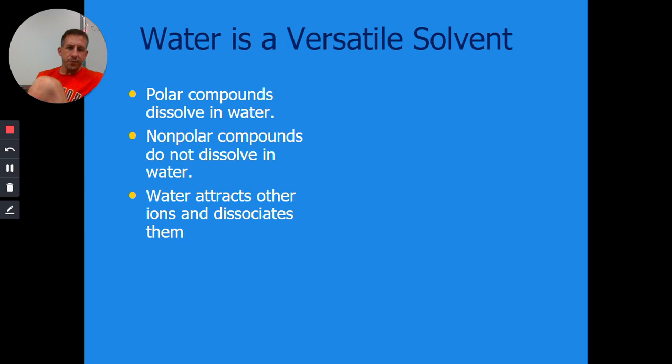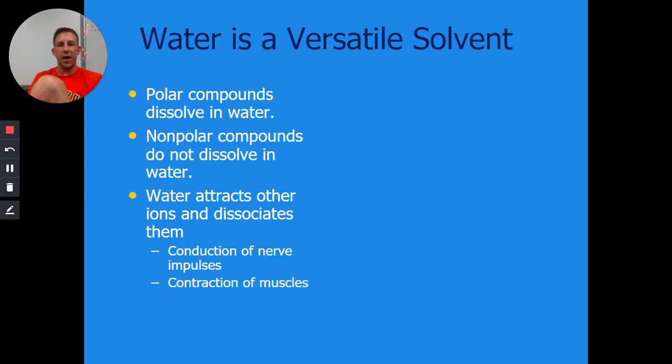And so to talk about how water dissolves things, dissolves other polar compounds. Water attracts other ions in that polar compound and dissociates them. This is an important part of nerve conduction in our bodies. You see all sorts of different ions in our bodies. Calcium ions are drastically important in the contraction of our muscles. Sodium and potassium are extremely important in the conduction of nerve impulses.